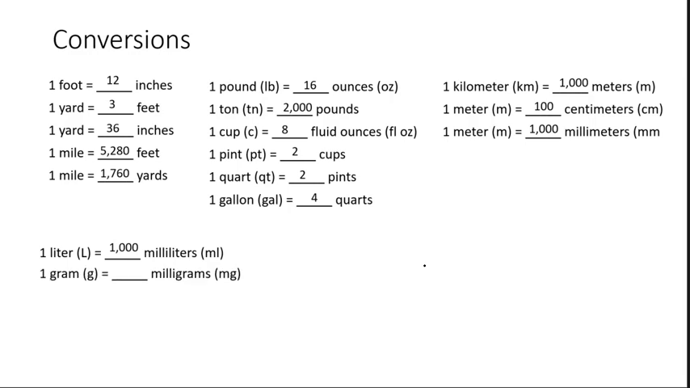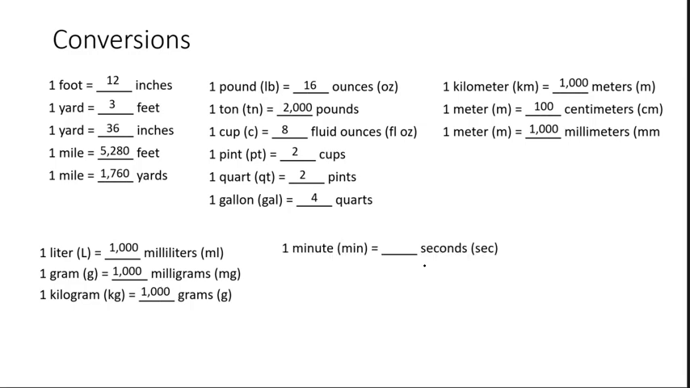Then 1 gram would be how many milligrams? So again, the prefix milli means 1,000. So we see milligrams, milliliters, millimeters. All of those would be 1,000 of whatever unit we're discussing. Here we see 1 kilogram equals how many grams? So just like kilometer was 1,000 meters, so kilo means 1,000 up there, kilogram would be 1,000 grams.